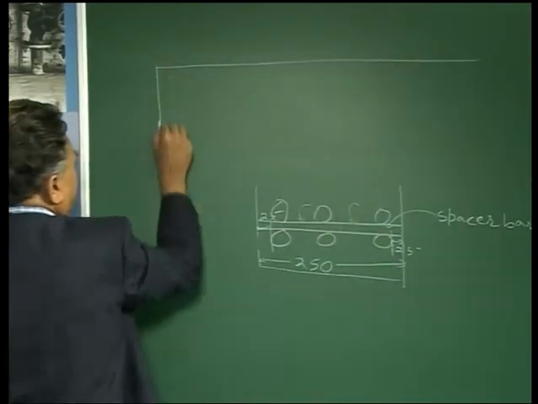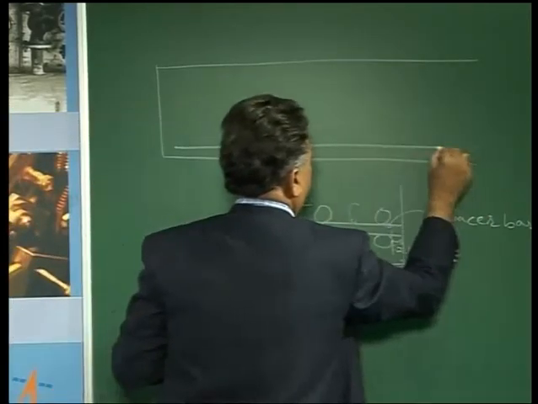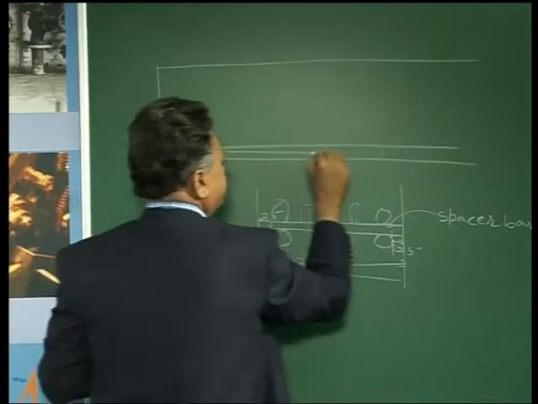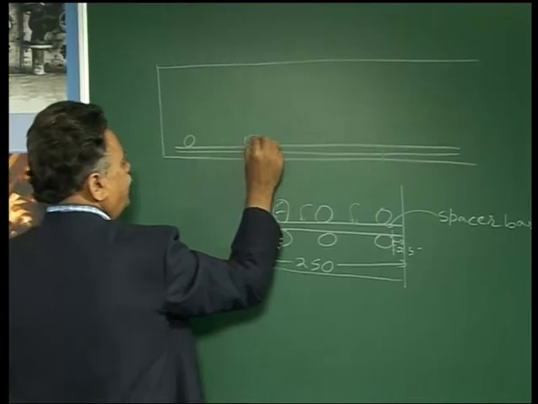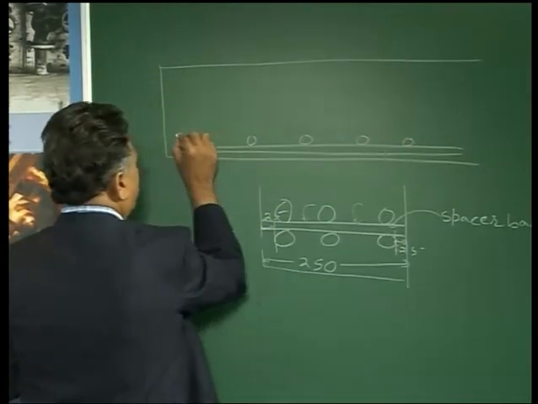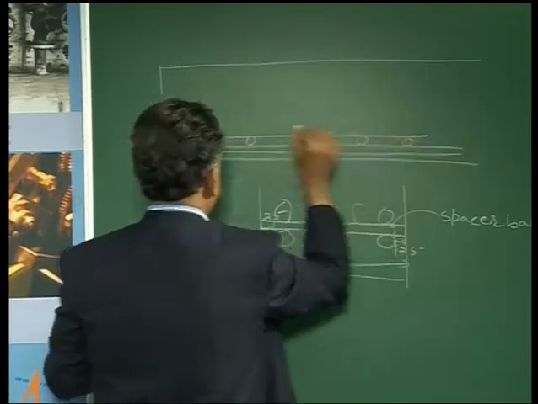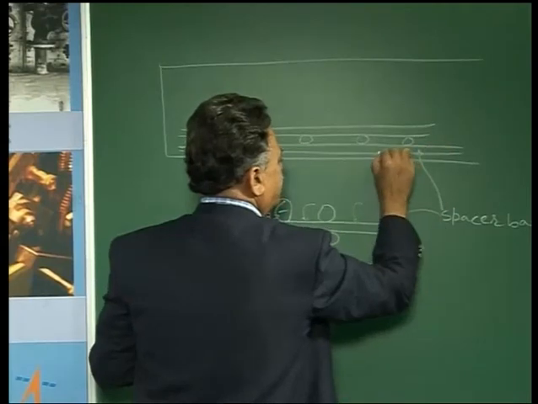If you see the same thing in elevation, you have this as the effective depth. And this is the first layer of reinforcement I have provided. Then I use the spacer bar, say for every 1 meter like this. And then I provide the second layer. So, friends, this is the same spacer bar which I have shown.